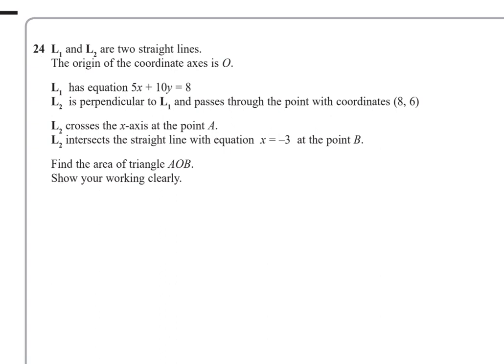Now 24. L1 and L2 are two straight lines. The origin of the coordinates axis is O. L1 has the equation 5x plus 10y equals 8. L2 is perpendicular to L1 and passes through the point with coordinates 8 and 6. L2 crosses the x-axis at the point A. L2 intersects the straight line with equation x equal negative 3 at the point B. Find the area of triangle AOB.